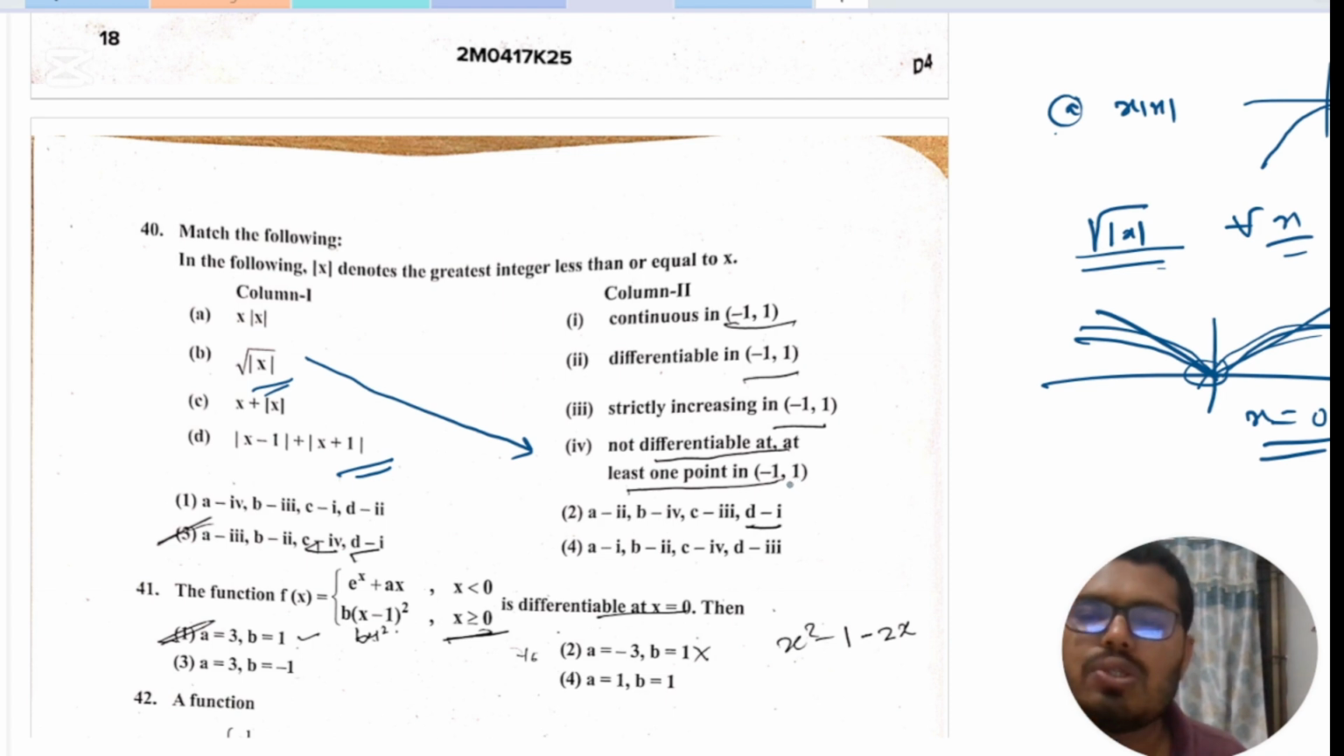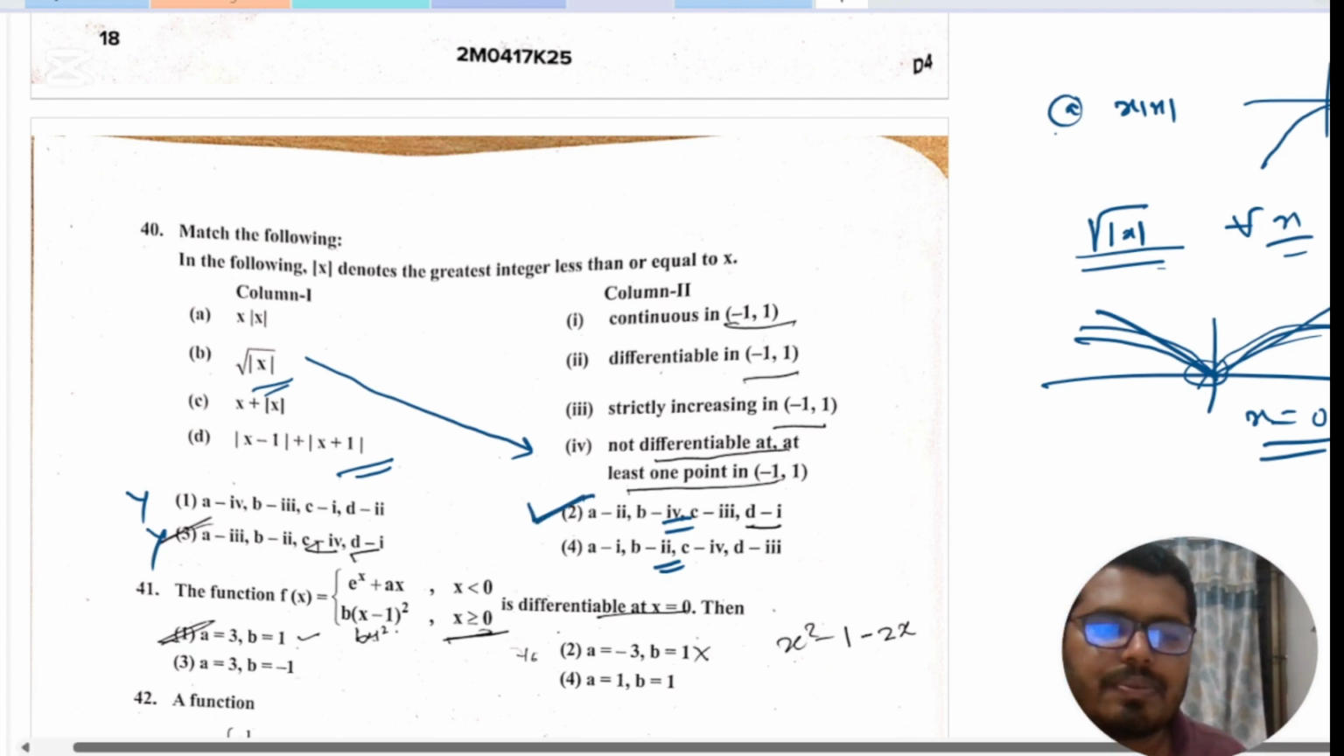Okay, at x equal to 0, this function is not differentiable. Therefore it goes to option 4. Here only one option is there. One is not correct, second is not correct, third is not correct. Here also it goes to the second option. Therefore option number 2 is correct here.